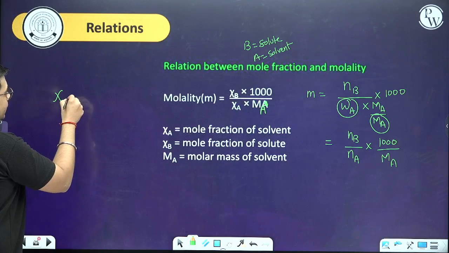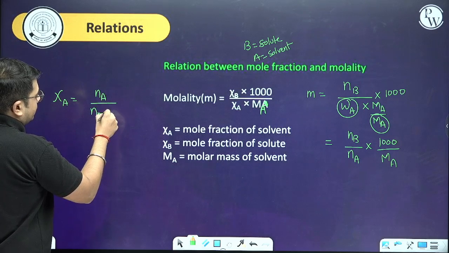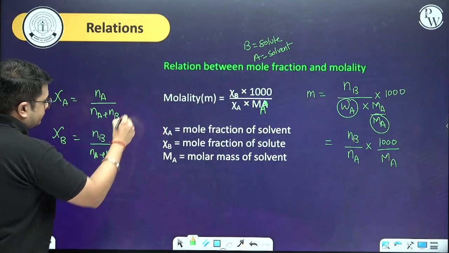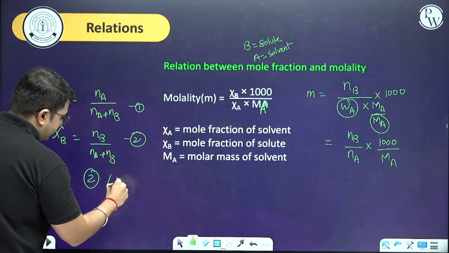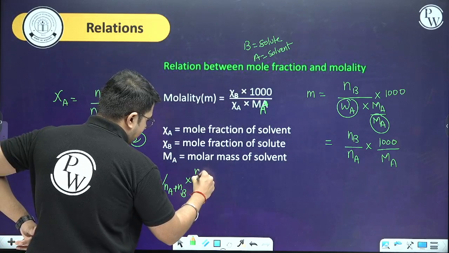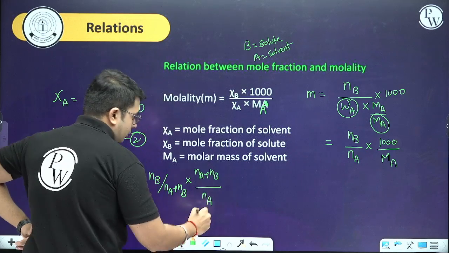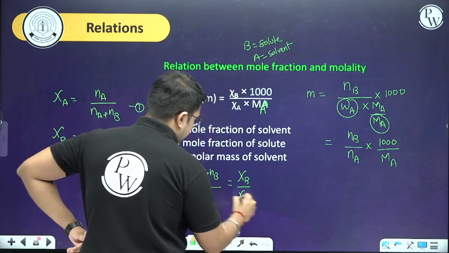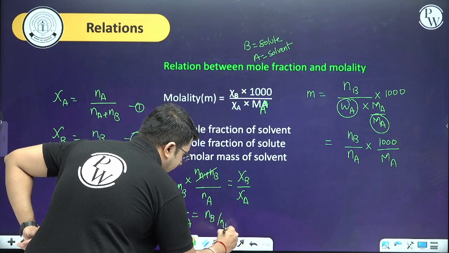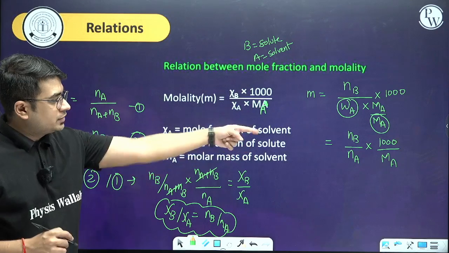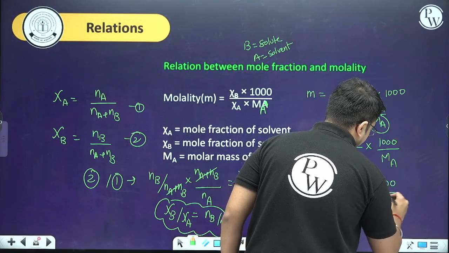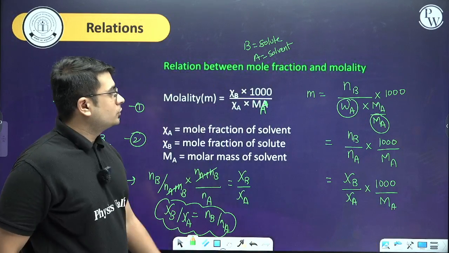Now you know that XA is equal to NA upon NA plus NB, and XB will be equal to NB upon NA plus NB. So when equation 2 is divided by 1, you will get NB upon NA plus NB multiplied by NA plus NB upon NA will be equal to XB upon XA. If you solve this, you will get that XB upon XA will be equal to NB upon NA. You have the same formulation. You can say that will be equal to XB upon XA multiplied by 1000 upon MA. Okay, so that's the final expression.